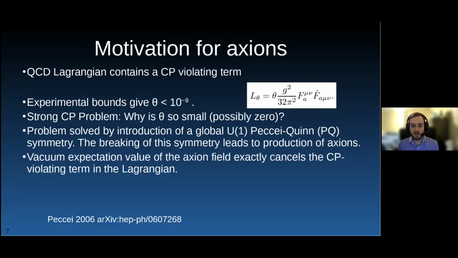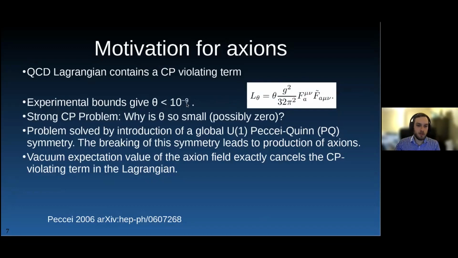So C here stands for charge conjugation, which is an operation that takes particles to antiparticles and vice versa, and P stands for a parity transformation. So this term in the QCD Lagrangian here actually is not invariant under CP, but every experiment involving quantum chromodynamics that's ever been done has not observed any CP violation.